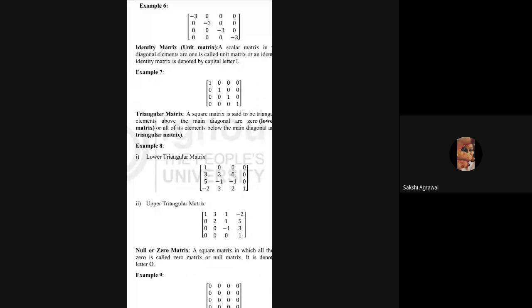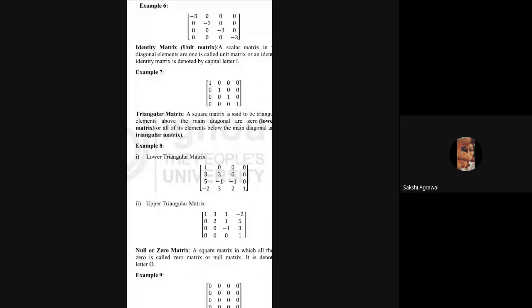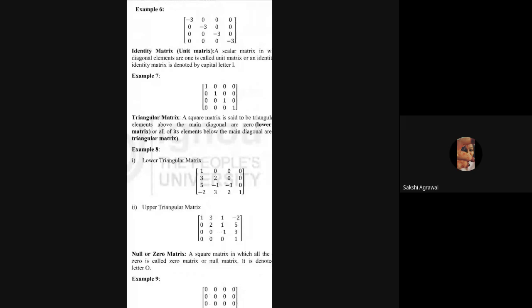So in case of lower triangular matrix, you can see that the lower part of the diagonal is non-zero and the upper part of the diagonal is zeros. So this is the condition of lower triangular matrix. Then upper triangular matrix.